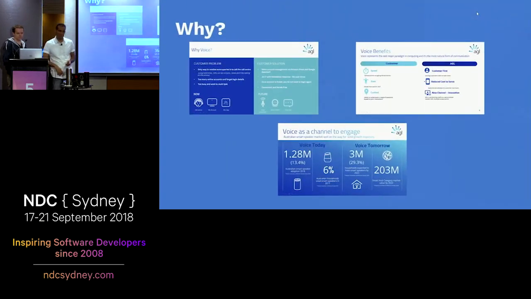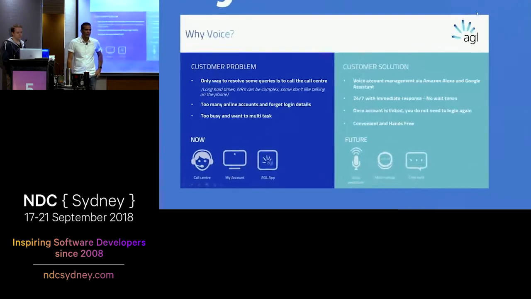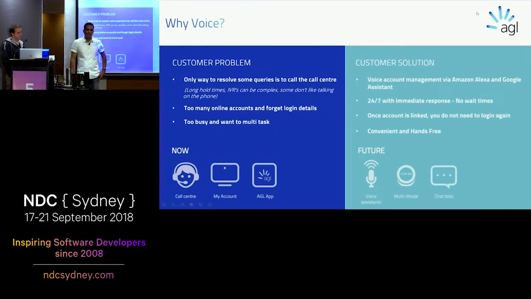There you go. So the key question is, why do we want to build a skill on Alexa? Now, if you think about what AGL does, we've got hundreds of thousands of customers. Whenever people want to reach out to us, this may be similar to other industries. If you're in utilities or telecom, you may have lots and lots of users. And whenever they want to reach out to a company like AGL, the first thing they do is pick up the phone and call us and say, "Hey, I'm moving houses.